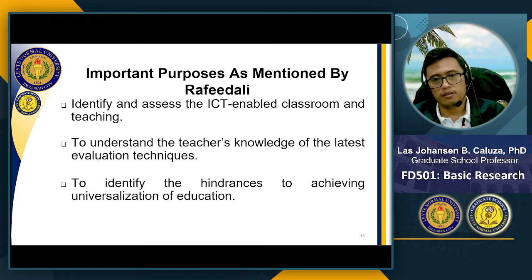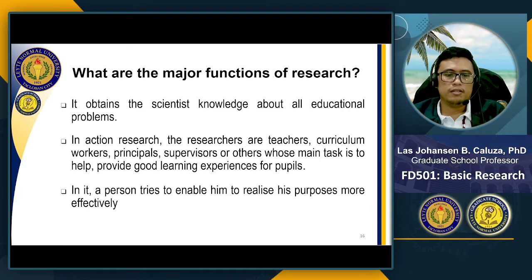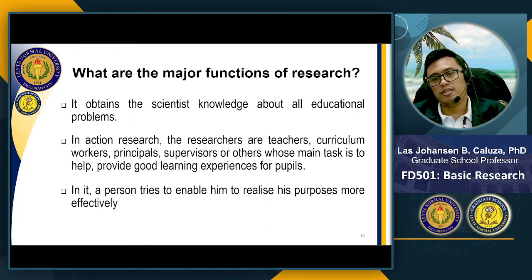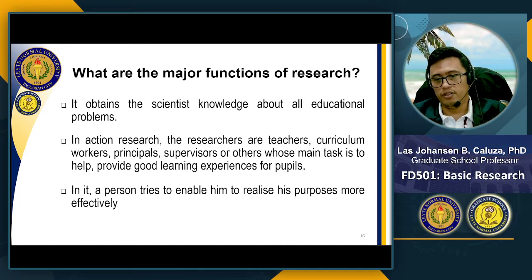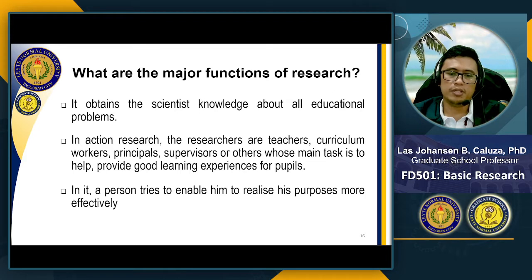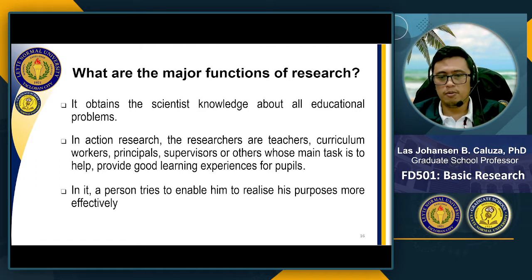Now, what are the major functions of research? This is from an article shared by Anika Sharma. Okay. So first, it obtains the scientist's knowledge about all educational problems. Second, in action research, the researchers are actually teachers, curriculum workers, principals, supervisors, or others whose main task is to help provide good learning experiences for pupils. Another one is that a person tries to enable himself to realize his purposes more effectively.